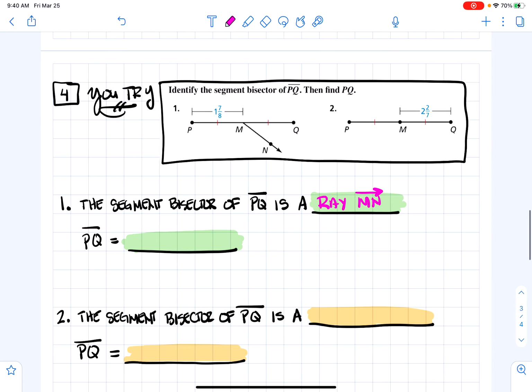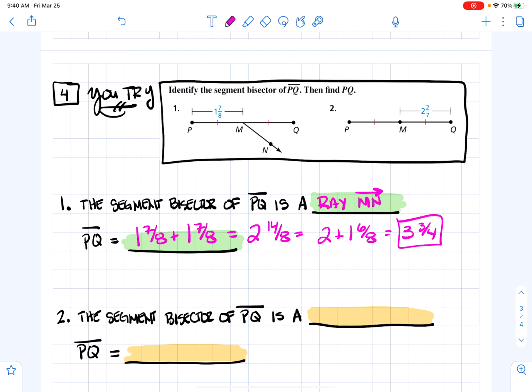So PQ is going to be 1 7/8 plus another 1 7/8. So that's going to be 2 14/8. So if I keep going with that, it's going to be 2 plus 1 6/8, which is 3 3/4. Now, if you don't know how to do that, you can, of course, just use your calculator. That's totally fine. But that's how you do that one.